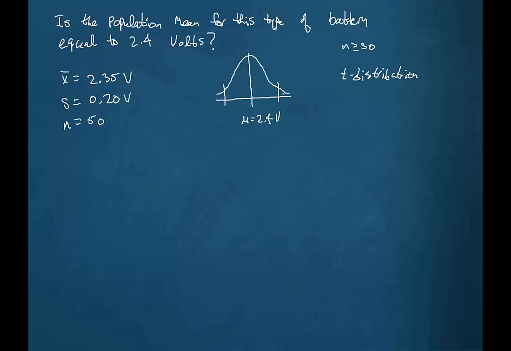We've talked about how it would be extremely unlikely that we would land way out in the tails if the mean is 2.4 volts. And if we do land way out in the tails, then we would reject that assumption that the mean is 2.4 volts. But what we need is an organized process for doing this. And that organized process is going to be called hypothesis testing.